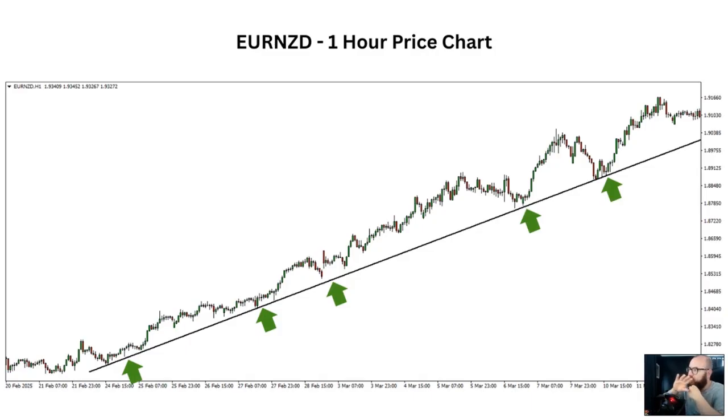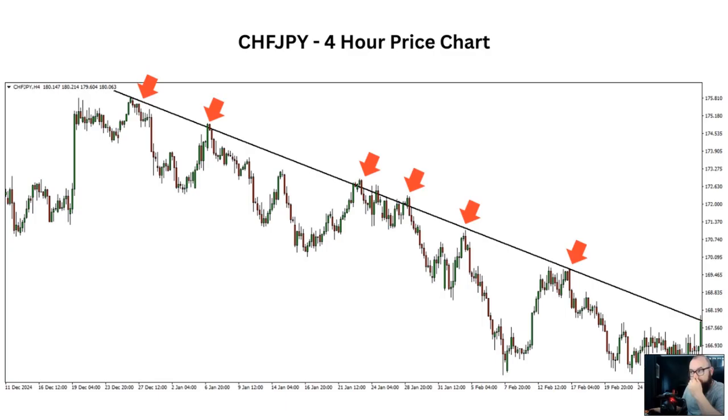Sometimes these diagonal support areas, zones, are referred to as trend support. So you might hear that term sometimes, trend support. It's the same as diagonal support. And here we have a diagonal resistance or a trend resistance. So it's pushing price down. Every time price reaches this diagonal area, it comes down.